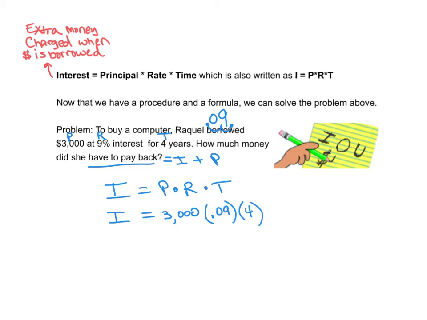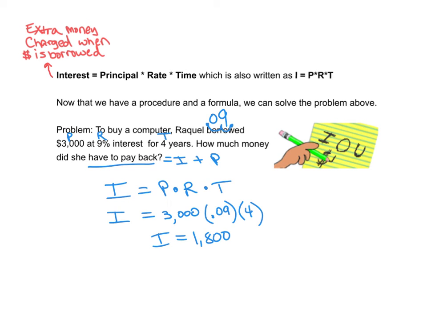All right, so I'm going to just plug those 3 numbers into my calculator to figure out what my interest is. All right, and when I multiply all 3 of these numbers, I get 1,800. So 1,800 is my interest. That's how much extra money I have to pay back since I'm borrowing the money for my computer, okay?